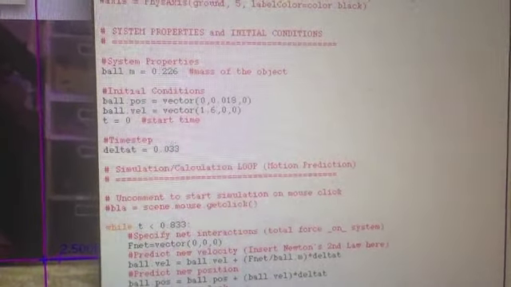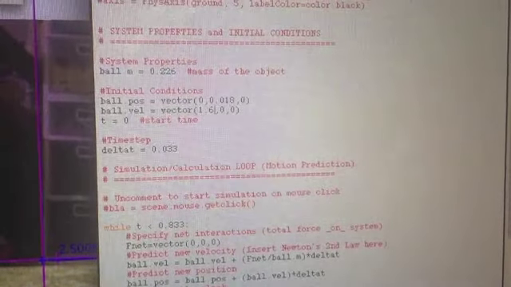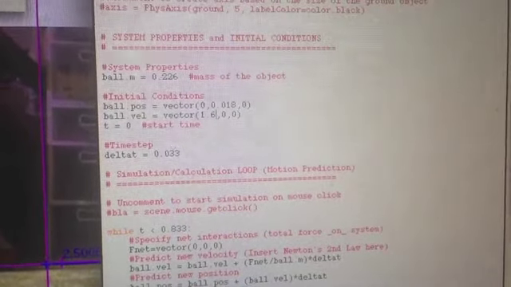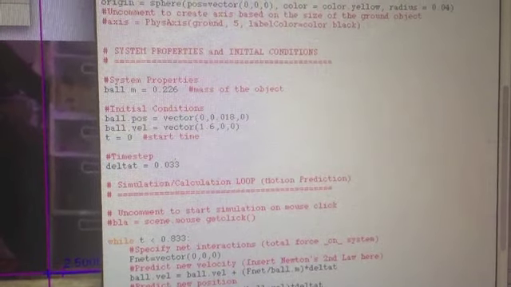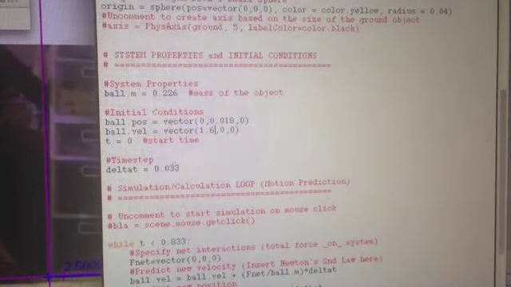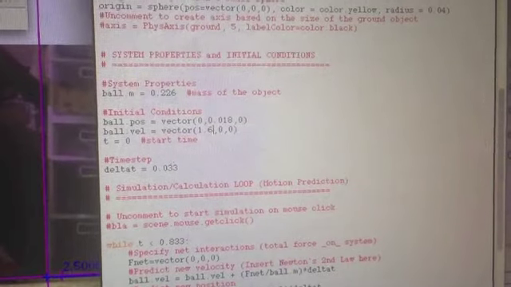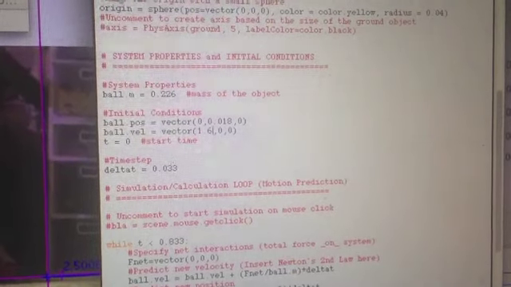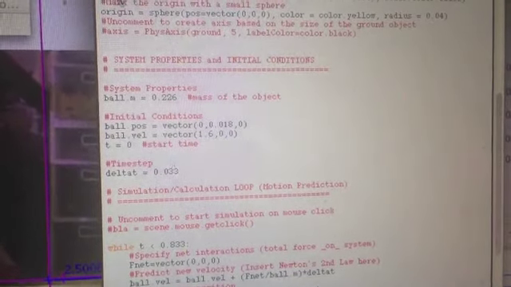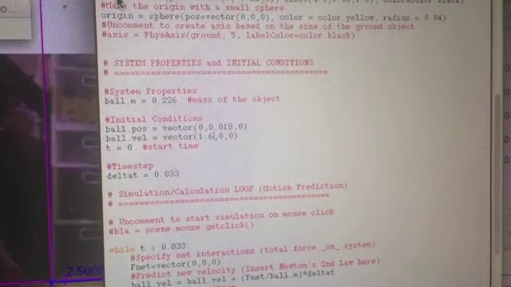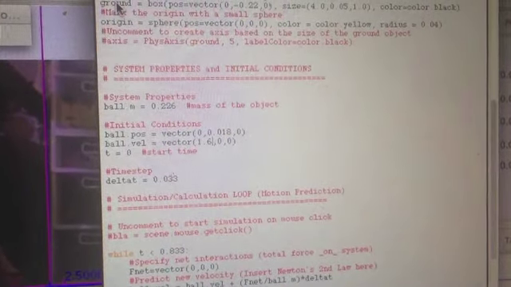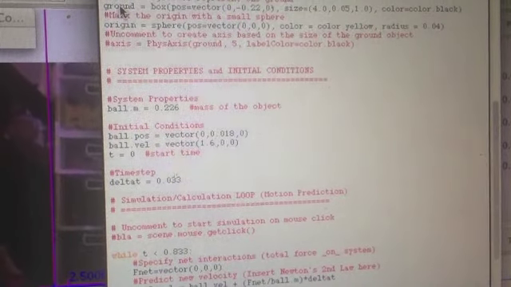I then went into VPython and coded a system that did not show the effects of friction. I used the mass of the textbook as 0.226 kilograms, and then I estimated the textbook's initial velocity based on the force that I applied at 1.6 meters per second. And I used my delta t of 0.033 from the Tracker data.